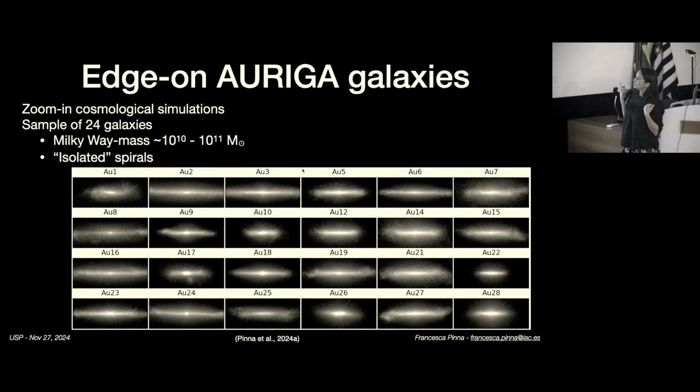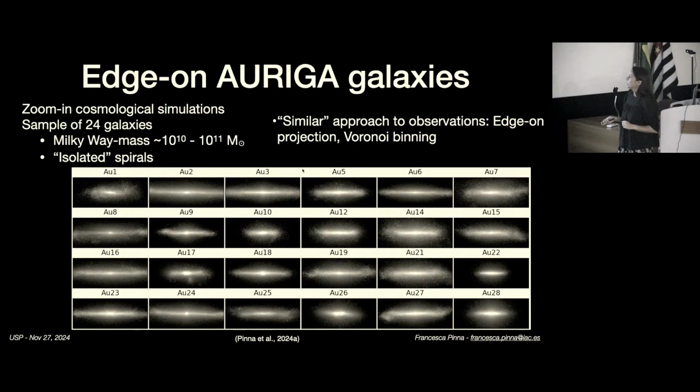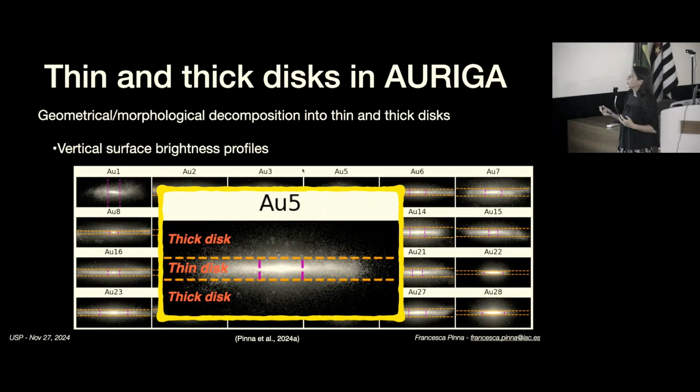So I also analyzed a sample of zoom-in cosmological simulations from the AURIGA suite. I selected a subsample of 24 galaxies. The AURIGA zoom-in cosmological simulations are all Milky Way-mass, and they are all relatively isolated at redshift 0. I projected all these galaxies edge-on, to be at least qualitatively comparable to observations. And I actually performed the morphological decomposition into a thin and thick disk in the same way as we do for observations.